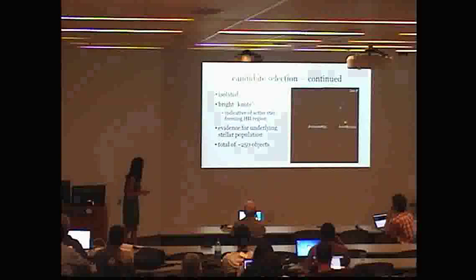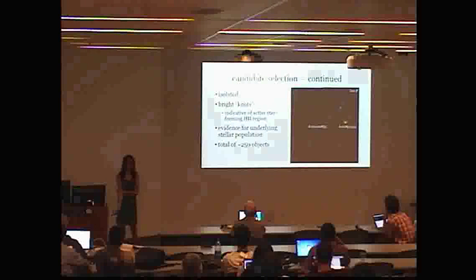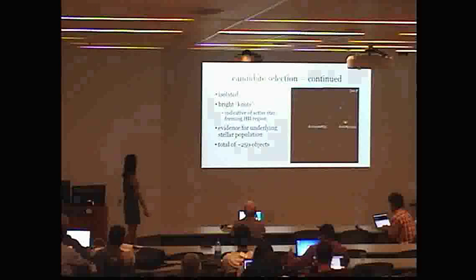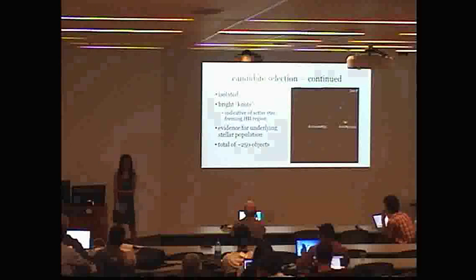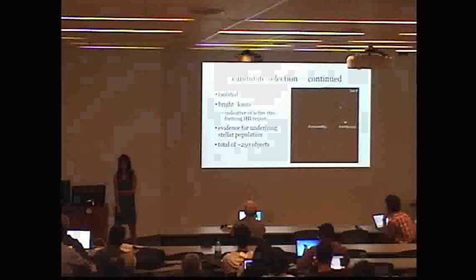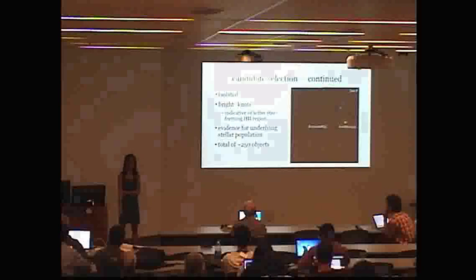There's LEO-P again, so they have bright knots, which we think are indicative of an active star forming region. And we also require that there's evidence for an underlying stellar population in these systems. And so we cut our sample of 2,500 candidate BCDs down to 250.